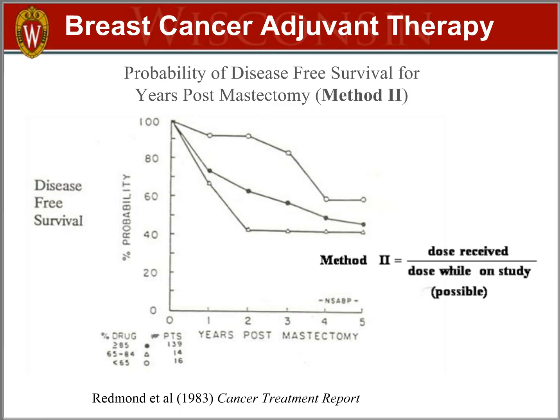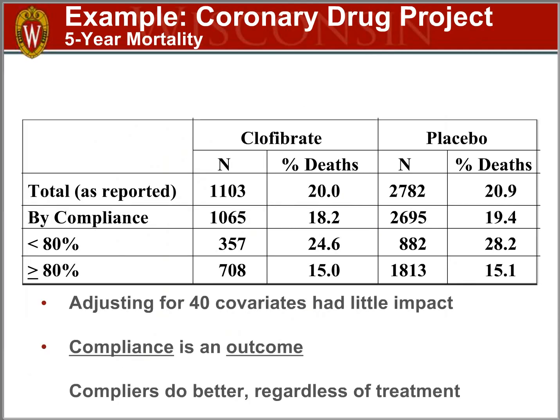There are many such examples of analyzing patients by compliance which have indicated results that are hard to explain. Let me go back to the Coronary Drug Project one more time. 5-year mortality, clofibrate versus placebo. Recall the mortality curves are identical. The top line indicates 20% versus 20.9% in the two arms. But now suppose I examine the data by compliance, where I split the data by less than 80% and greater than 80%. Here, in this case, we're counting pills.